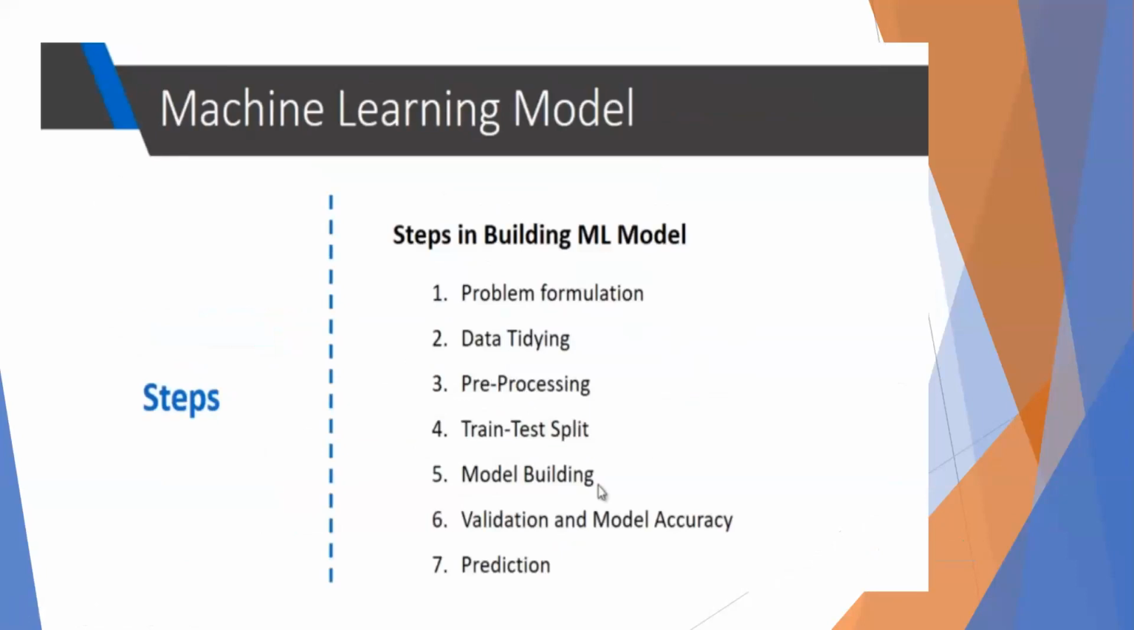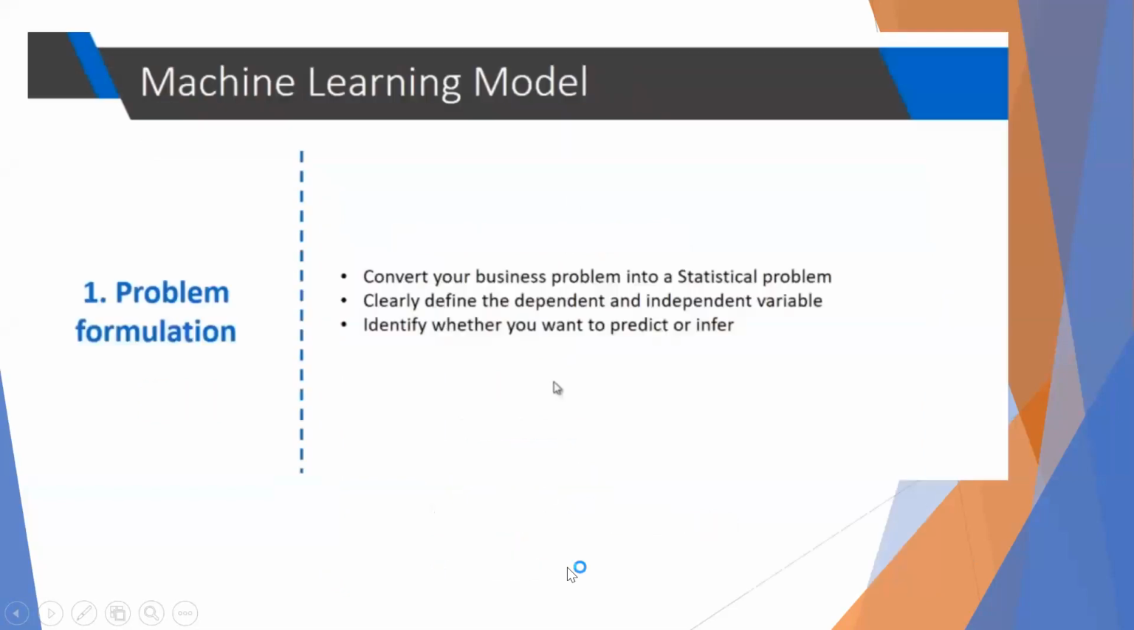Before starting with the project, we are learning the basic steps that we will follow during the machine learning model. It is a 7-step process, the steps in building a machine learning model. The first is problem formulation. Second is data tidying. Third is pre-processing. Fourth is train-test split. Fifth is model building. Sixth is validation and model accuracy. And seventh is prediction.